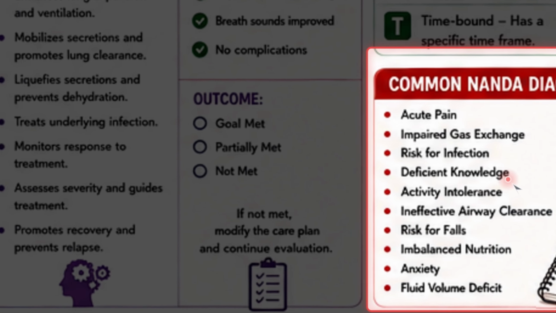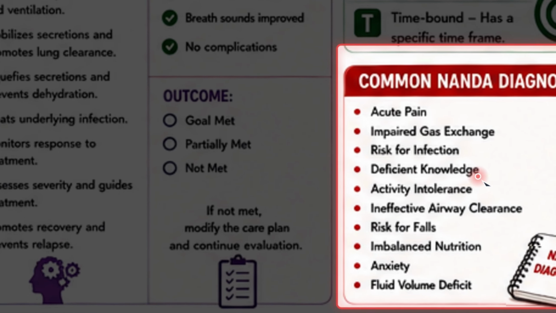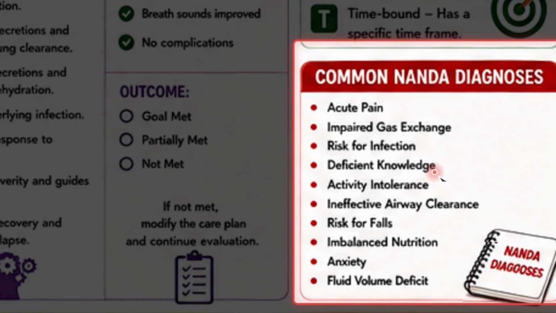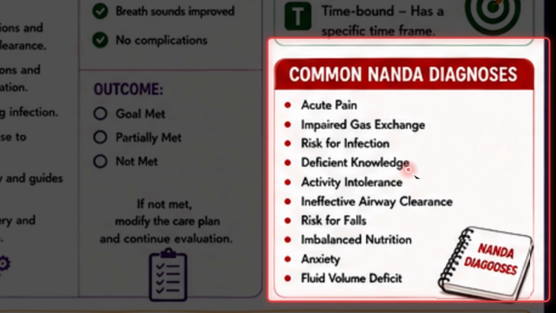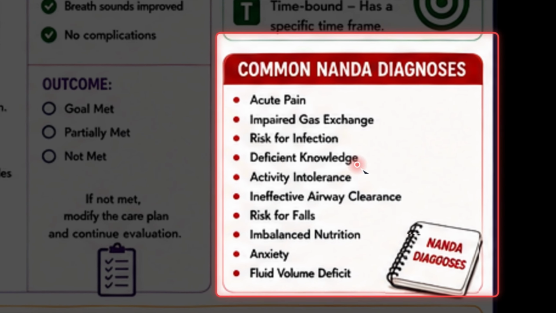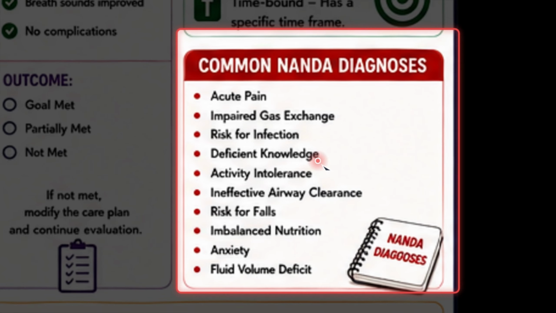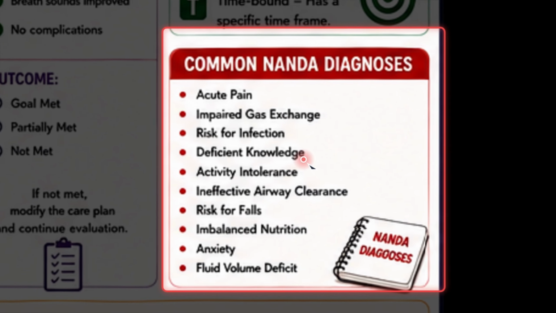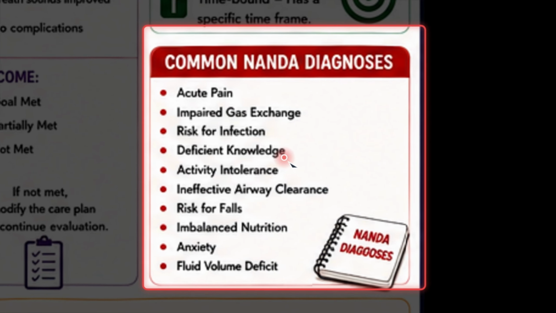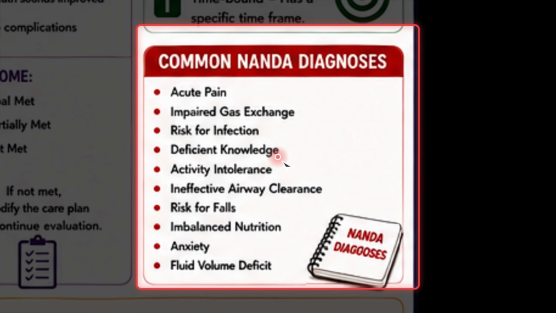Look at the summary reference card on the right. These represent 10 of the most frequently encountered diagnoses across medical surgical settings. First, acute pain associated with tissue trauma or biological injury. Second, impaired gas exchange seen in respiratory distress, pneumonia, or COPD. Third, risk for infection vital for surgical patients or immunocompromised states. Fourth, deficient knowledge applied when patients require disease management education.